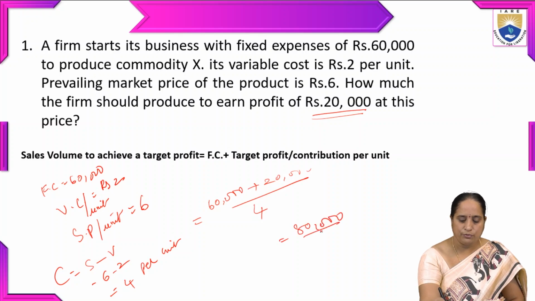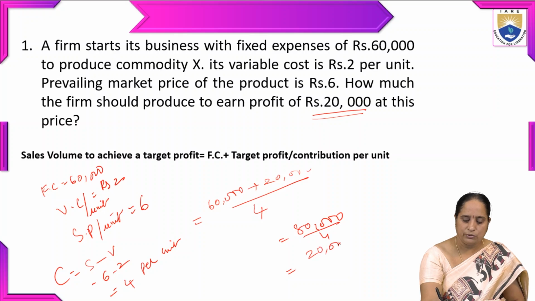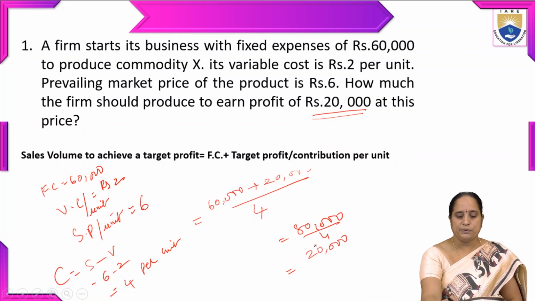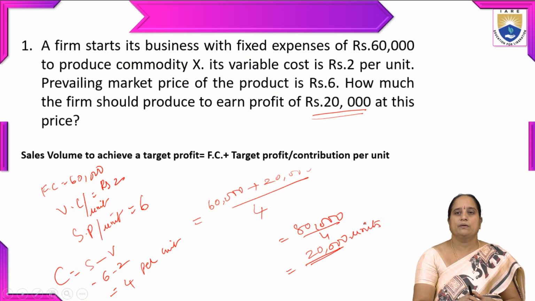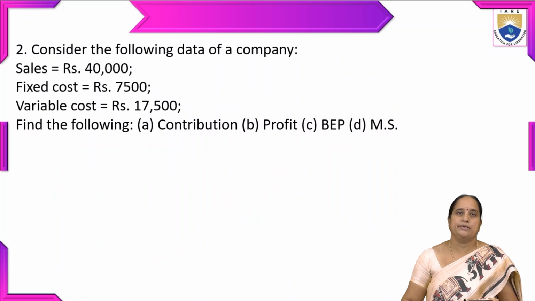80,000 divided by 4. So if the company wants to earn a profit of rupees 20,000, the company should produce 20,000 units.